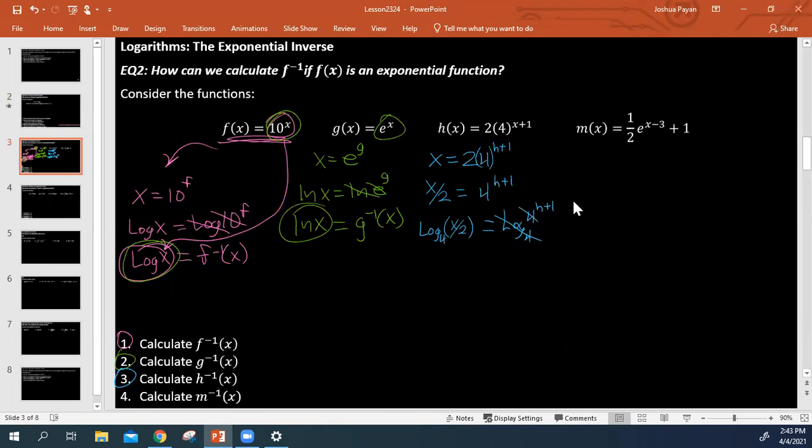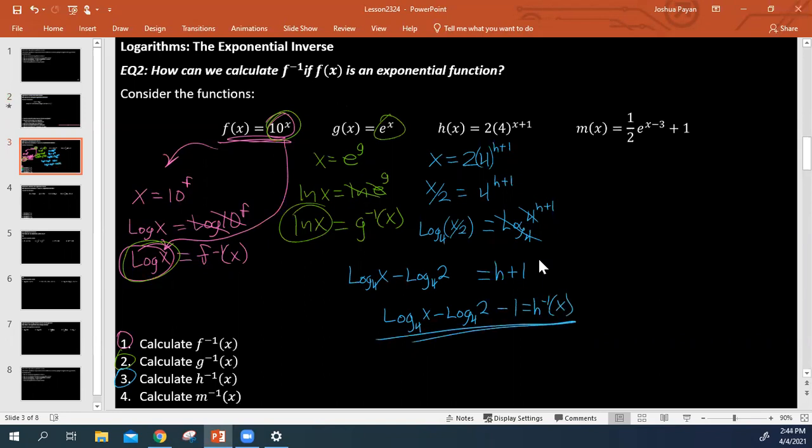And when I do that, log base 4 and exponent base 4 cancel. That leaves me with h plus 1 is equal to, and I can go ahead and split this if I want to, or I can leave it as is. I'm going to split it just so we get used to seeing this kind of thing. So I've got log base 4 of x minus log base 4 of 2, right? And then I'm going to subtract 1 from both sides. So log base 4 of x minus log base 4 of 2 minus 1 equals h inverse of x, right? And again, this guy would be inverse to this guy.